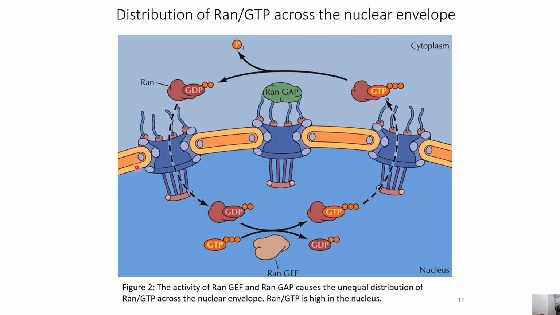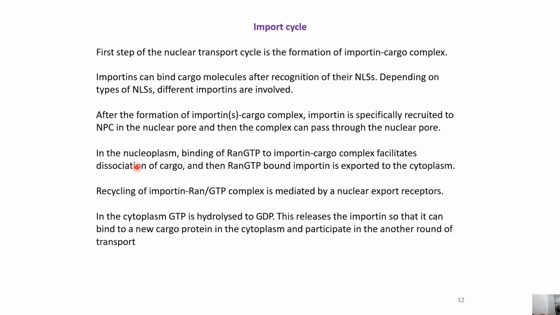So if we see, this is the distribution of RAN-GTP across the nuclear envelope. Now, what is the import cycle? The first step of the nuclear transport cycle is the formation of the importin-cargo complex. So importins can bind cargo molecules after recognition of their NLS. Depending on types of NLS, different importins are involved. After the formation of the importin-cargo complex, importin is specifically recruited to the NPC in the nuclear pore, and then the complex can pass through the nuclear pore.